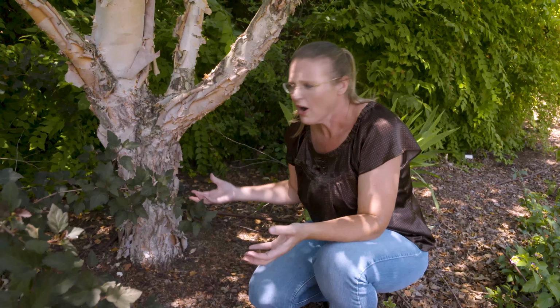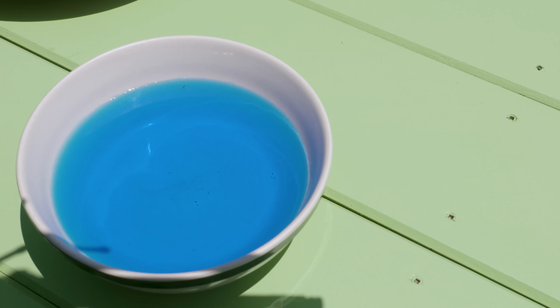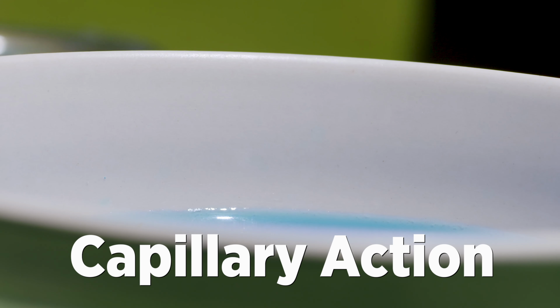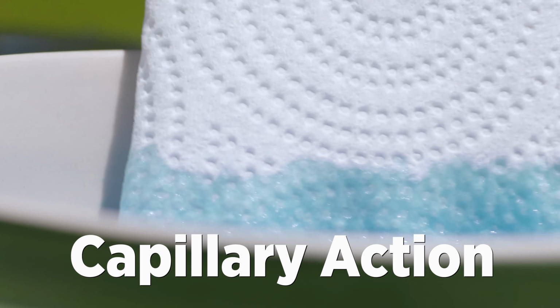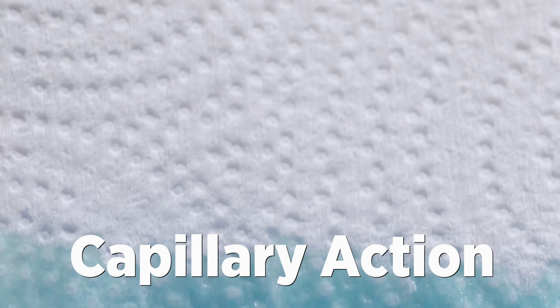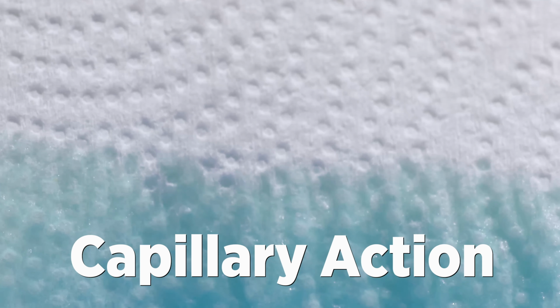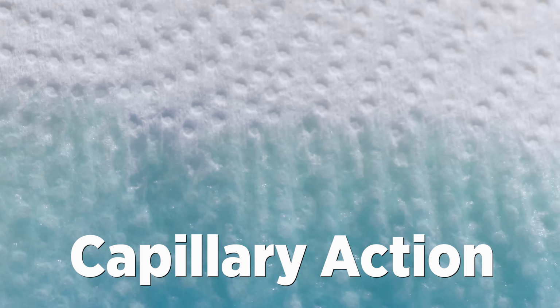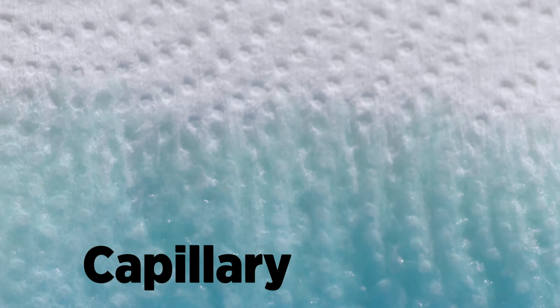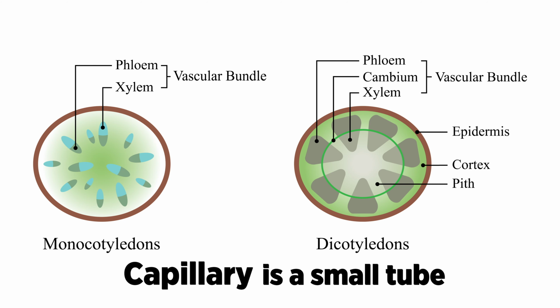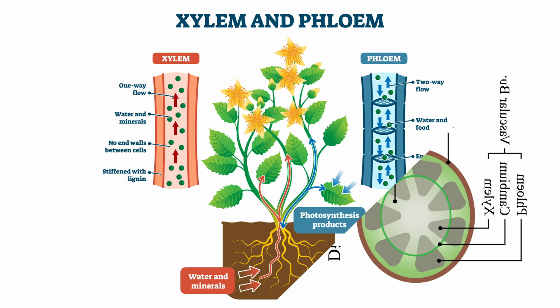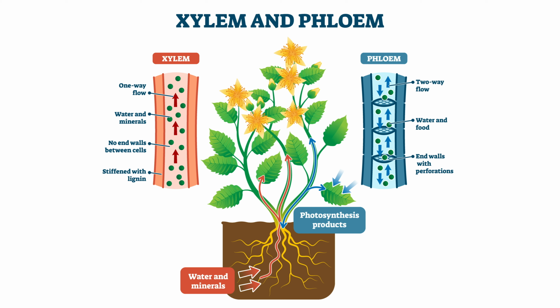But what causes the water to be drawn up into the plant? For that, we need to talk about capillary action. Have you ever put a paper towel in some water and watched that water climb up the paper towel? This is capillary action. What is a capillary? A capillary is a small tube. And in plants, that small tube is called the xylem. And that's how the water travels from the roots of the plants all the way to the top of the plants. But capillary action will only work so far until it can't overcome the force of gravity.